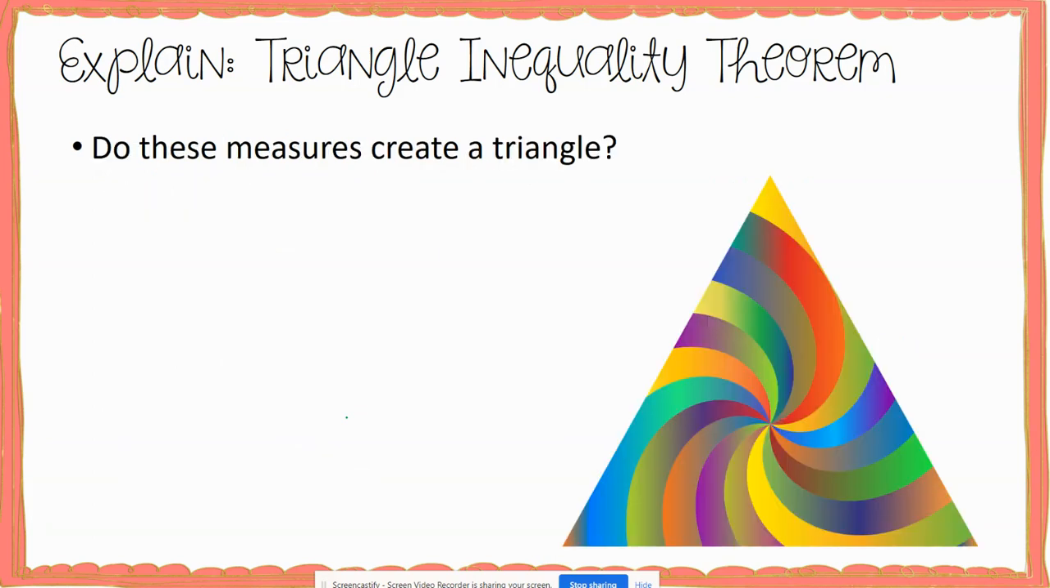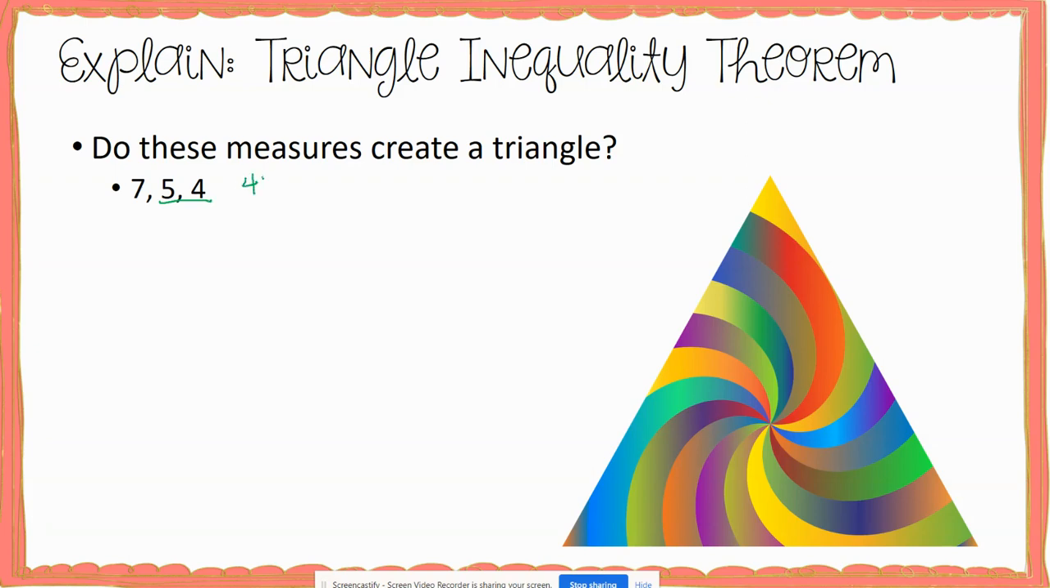Now let's see if these measures create triangles. First, we have 7, 5, and 4. Whenever we want to find out if these create a triangle, we're going to look at the two shortest sides. So in this case, I'm going to look at 5 and 4 because those are our two shortest sides.